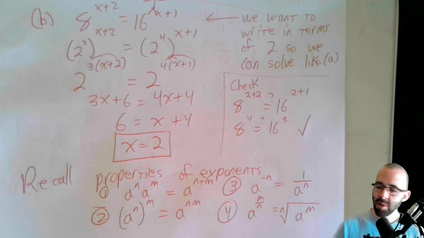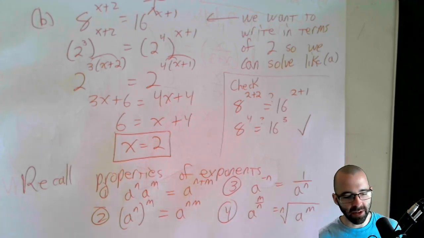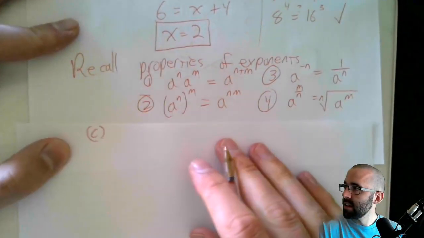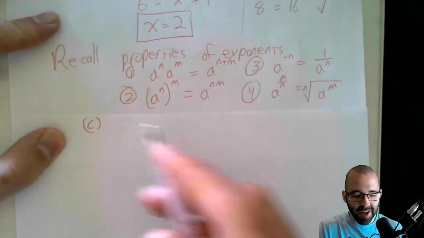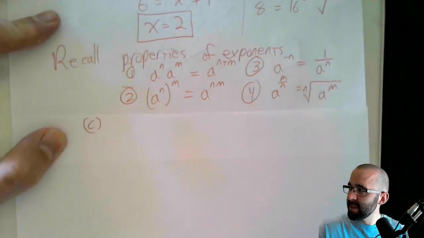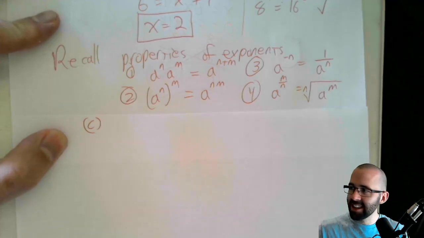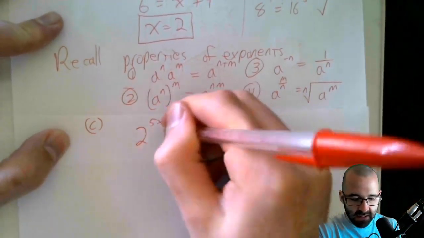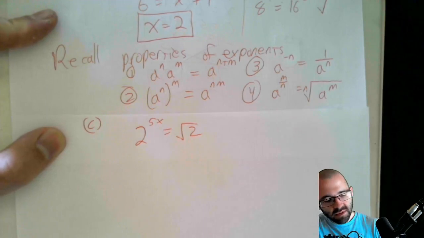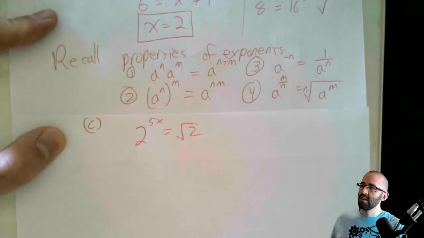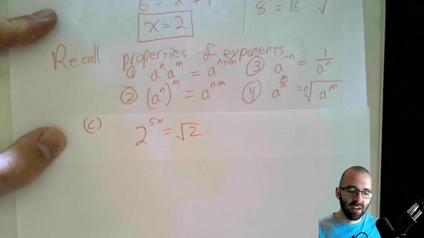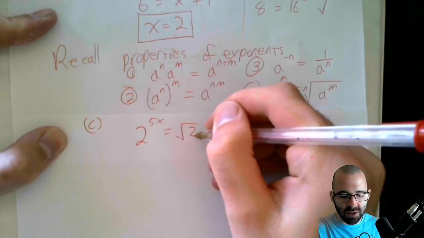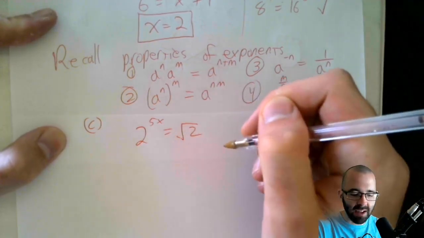Okay, so let's use these properties and solve the last 2 problems and then do baby review before the quiz. All right, so part C. I'm actually just extending the piece of paper to give people a chance to catch up if they need it. 2 to the 5x equals the square root of 2. So just like before, we want to write this in terms of 2 to some power equals 2 to some power, because then the powers have to be the same.